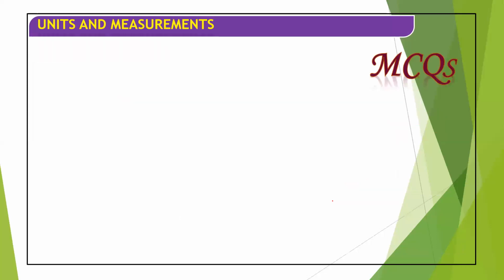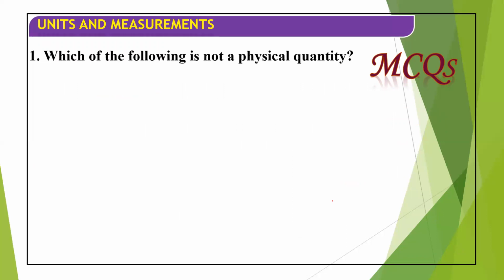Let's move ahead and quickly answer some small MCQ questions. Which of the following is not a physical quantity? Option A, length. Option B, mass. Option C, time. Option D, air. You can measure length, mass and time. So the right answer here is air.